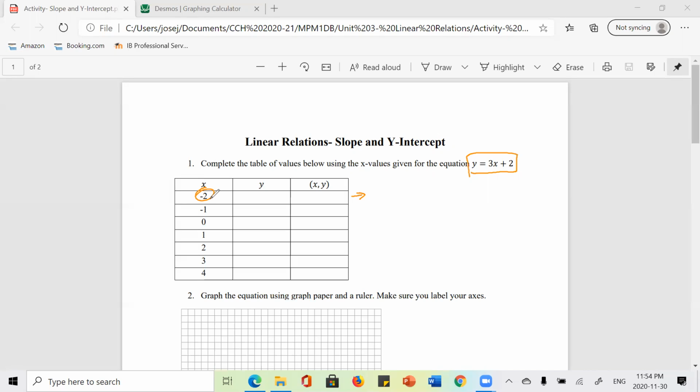So what we're going to do is take our independent variable and sub it into our equation, so that we can find our dependent variable. So we're going to take 3 and multiply it by -2, plus 2. All I'm doing is taking my independent variable, in this case -2, and subbing it into this equation right here.